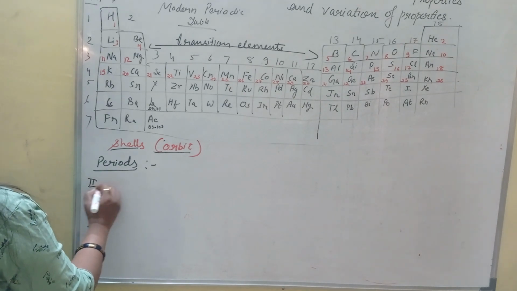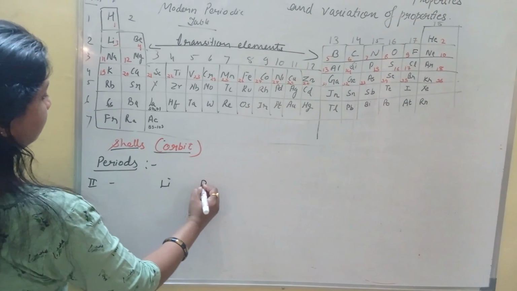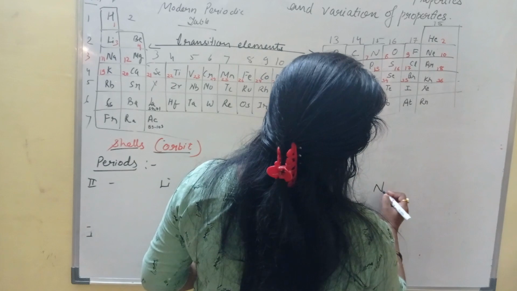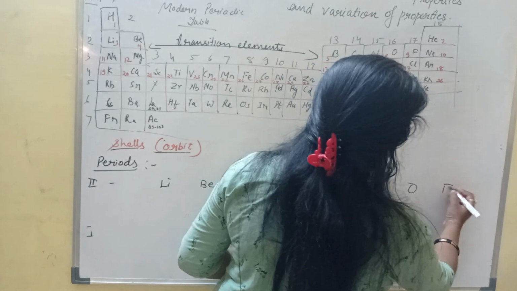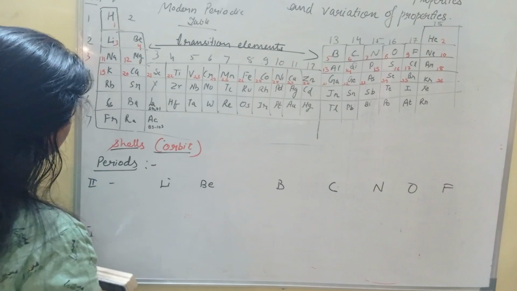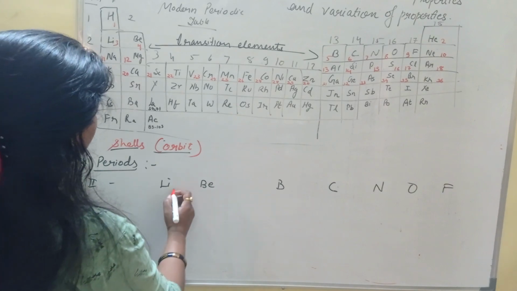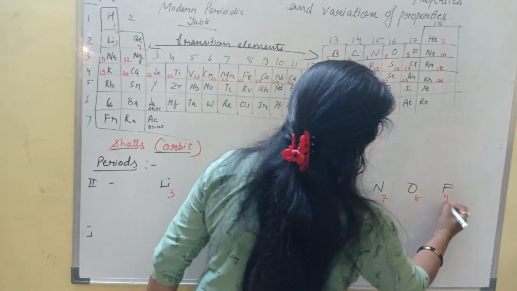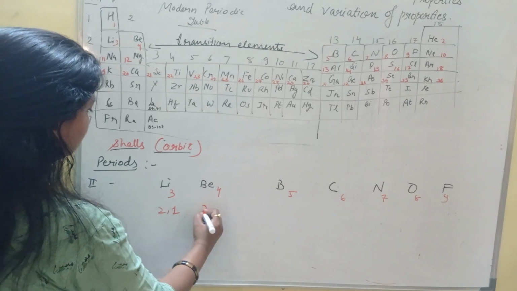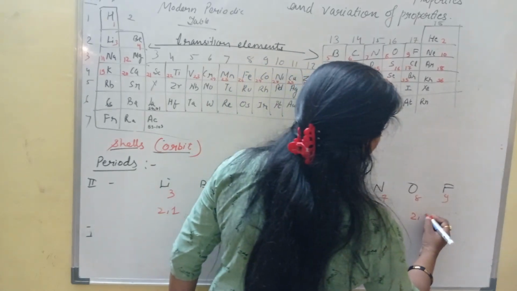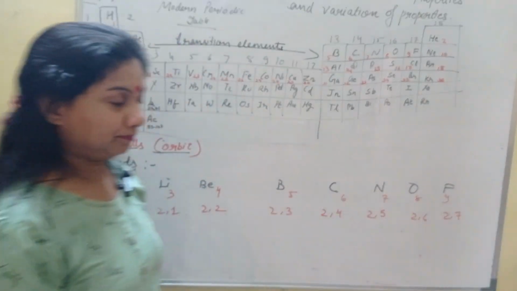Second period, we'll take second period elements. Lithium, beryllium, boron, carbon, nitrogen, oxygen, fluorine, right? In this only we will understand valency also. Atomic numbers 3, 4, 5, 6, 7, 8, 9. Configuration is 2,1, 2,2, 2,3, 2,4, 2,5, 2,6, and 2,7.